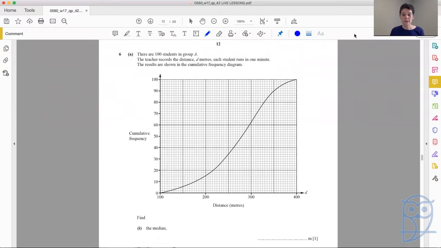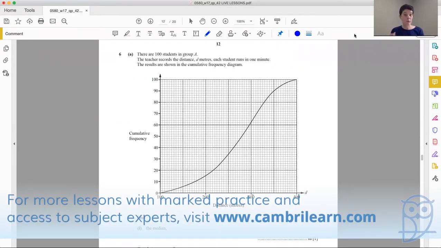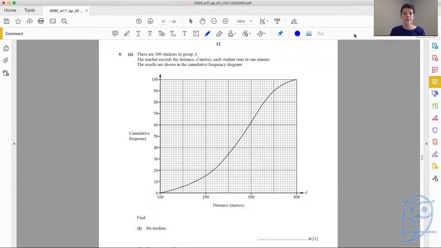We are working in this lesson on the October-November 2017 paper 42, and we're kicking off with question 6. We are told that there are 100 students in group A. The teacher records the distance, d meters, that each student runs in 1 minute. Results are shown in the cumulative frequency diagram.